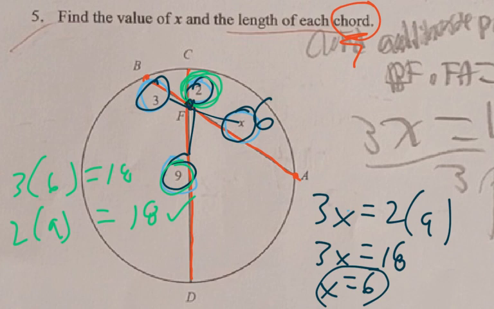The length from here to there has got to be length 6, because this 3, times its other piece, should be the same as taking, again, the 2 times the 9.